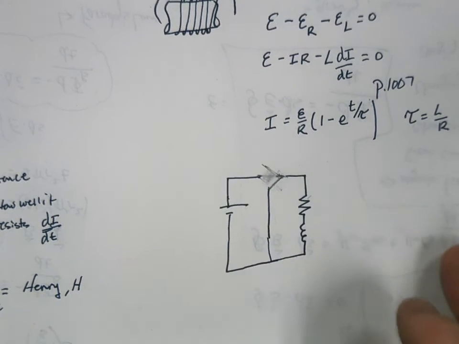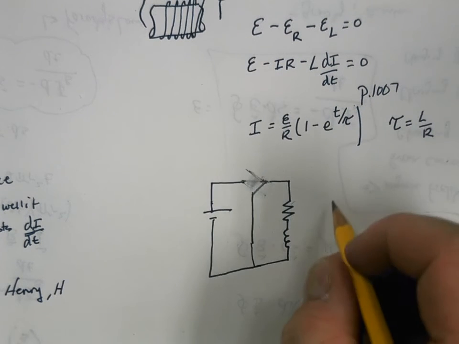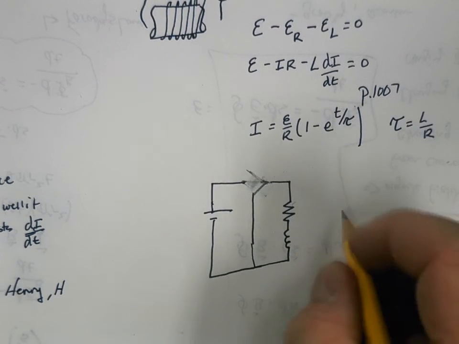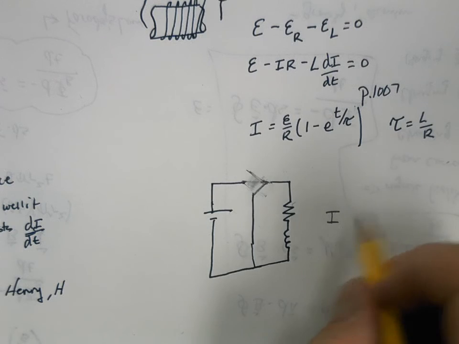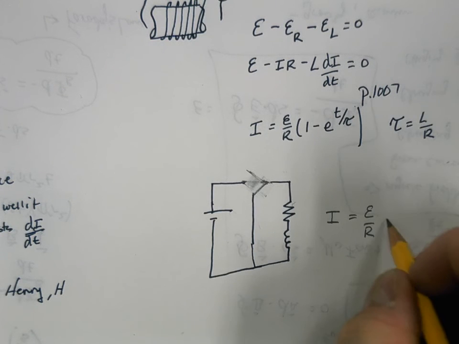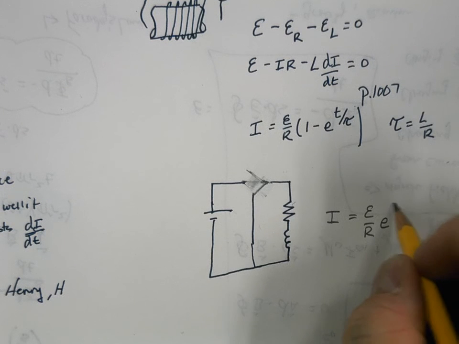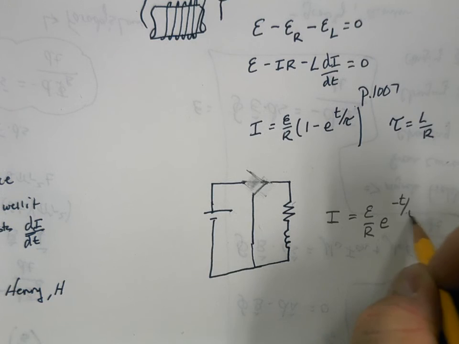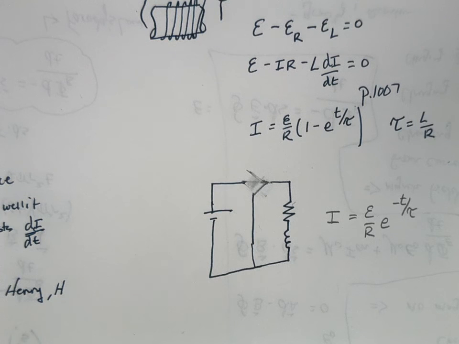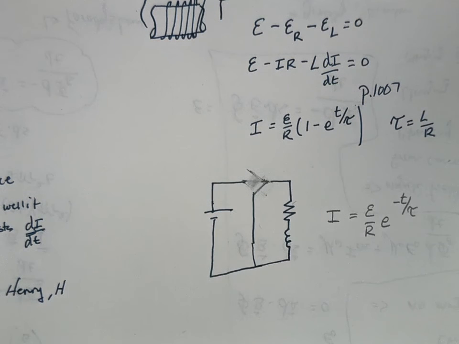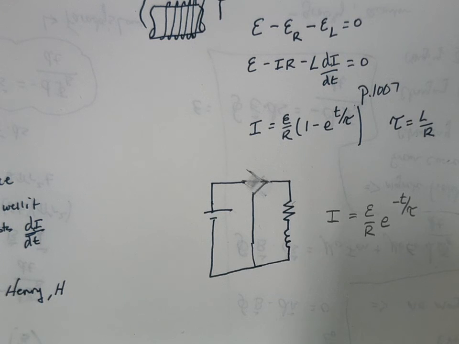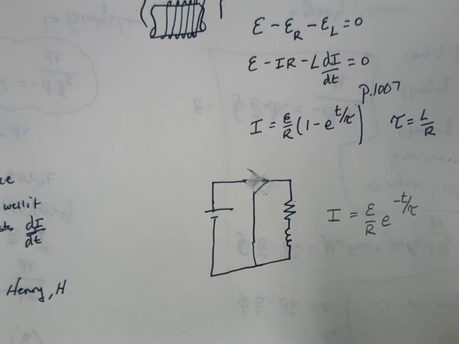And the current decays with I equals E over R e to the negative t over tau. If you look at your capacitance, the RC circuit, it's a very analogous equation. You're going to need that for your RL circuits, for your homework. And that's that.